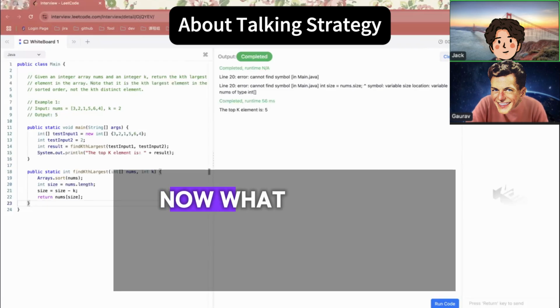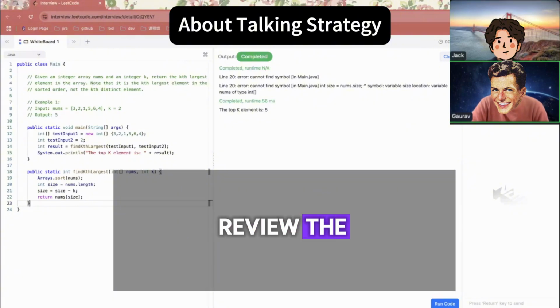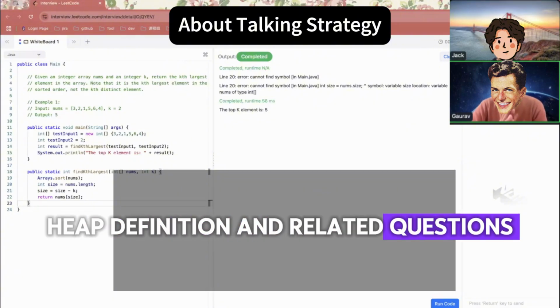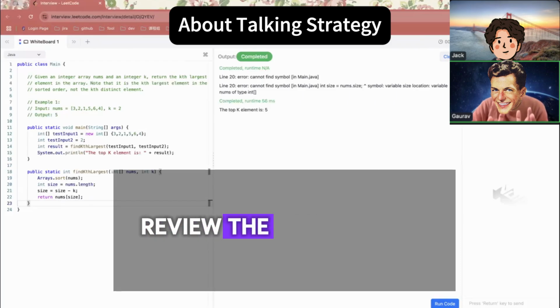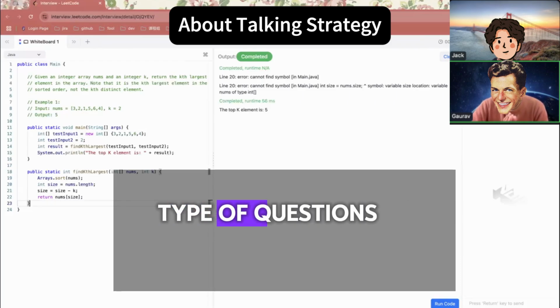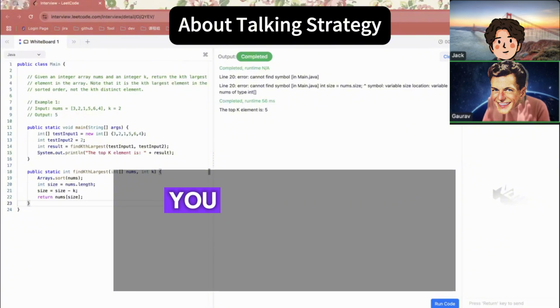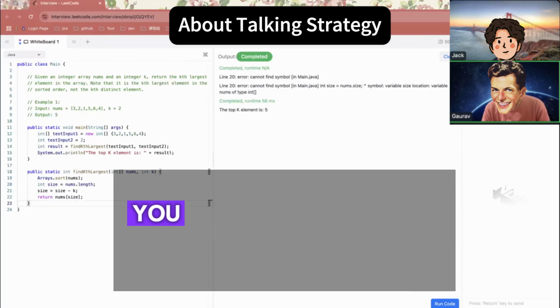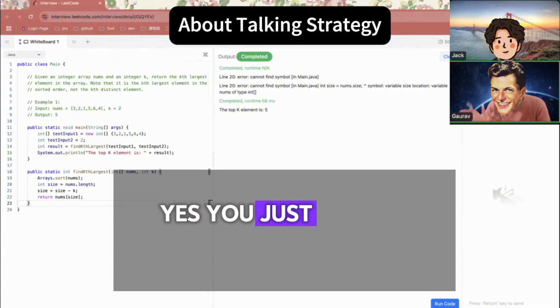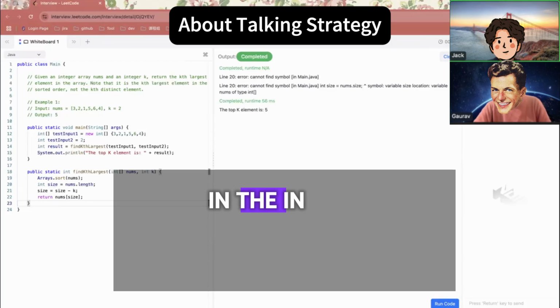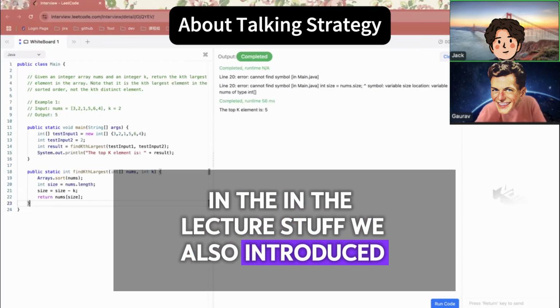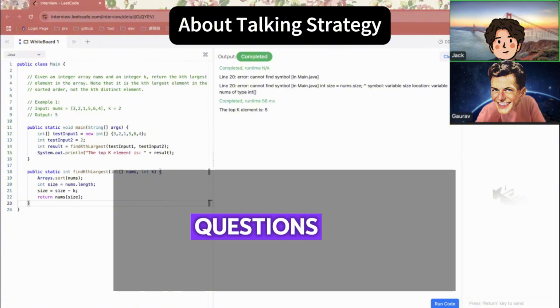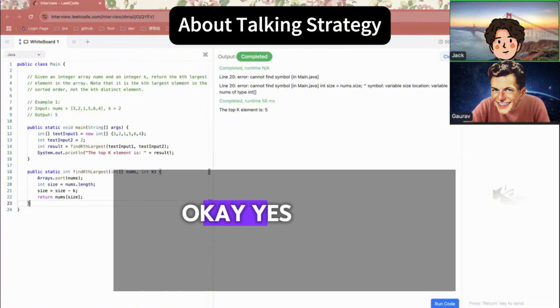Okay, so now what you need is to review the heap definition and related questions. If you did review the cheat sheet, you will remember the top K type of questions is a very classic heap question. So next time, when you see a top K question, like finding the top K frequency or getting the top K largest numbers, you should think about heap right away. Yes, you just reminded me, in the lecture we also introduced that there are three major types of questions that should use heap. Okay, yes, I guess I need more learning and more reviewing on that.